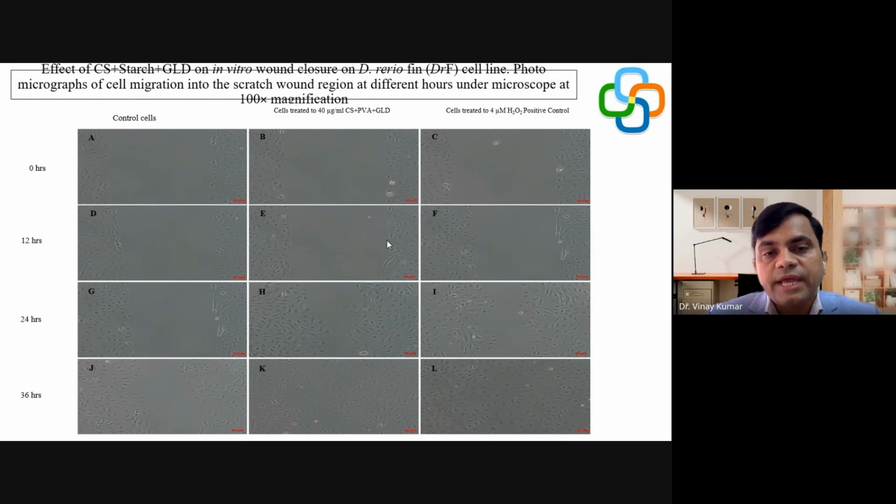While on the right side, in the middle panel, you can see when we applied our hydrogel, at 0 hours we had made a big scratch, and at the end of 36 hours you can see in the middle the cells were able to regrow, so it shows its wound healing properties. So next.